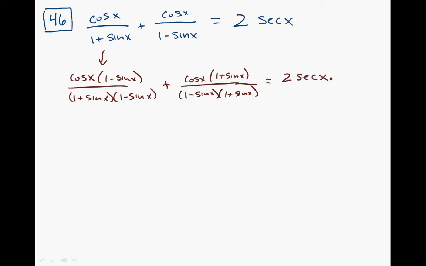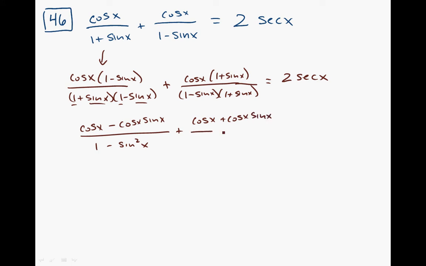All right, so now let's simplify a little bit. This first one right here: cosine x minus cosine x sine x over, now we've got a difference of squares, so in the FOIL, the O and the I are going to cancel out, so I really only have to worry about first times first and last times last. All right, let's do the same thing here, so we have cosine x plus cosine x sine x over the same denominator, 1 minus sine squared x, and that's going to equal 2 secant x.